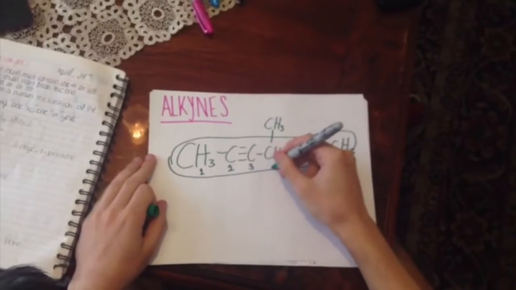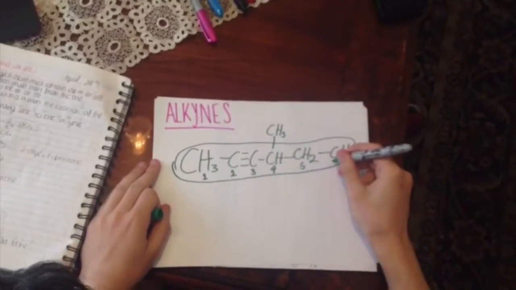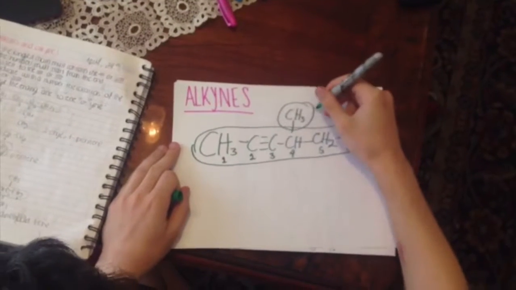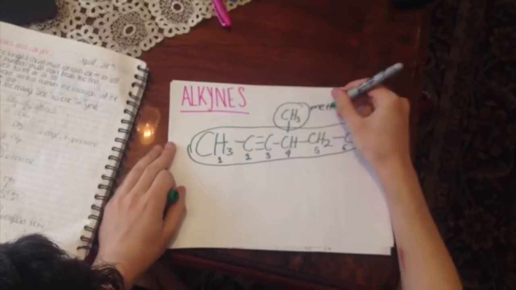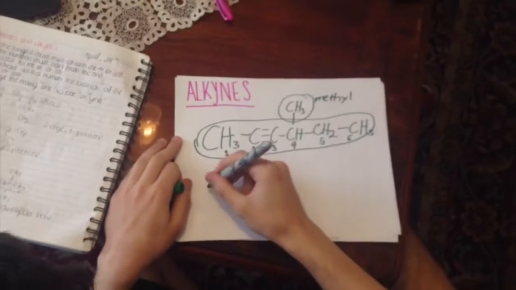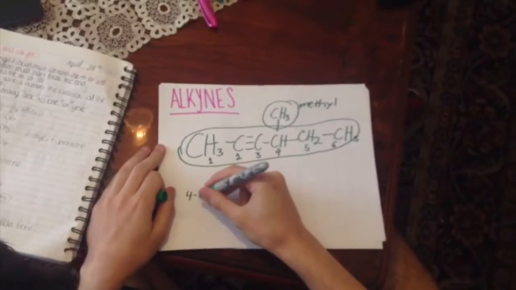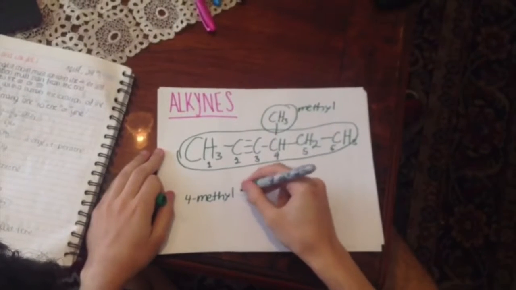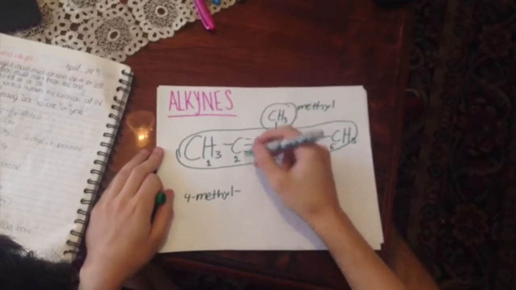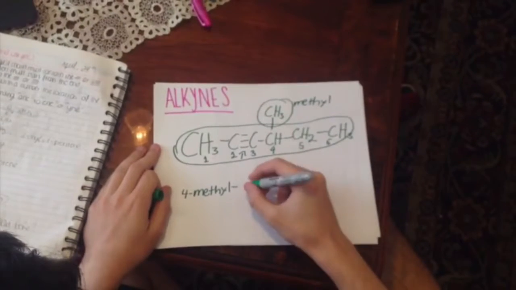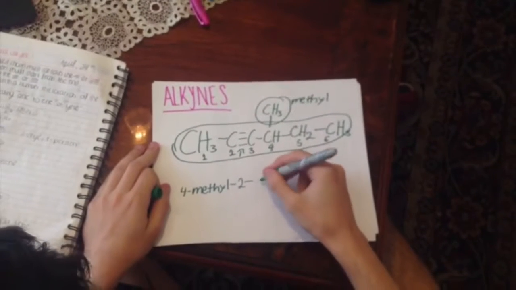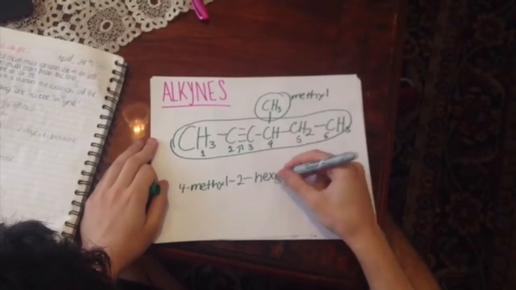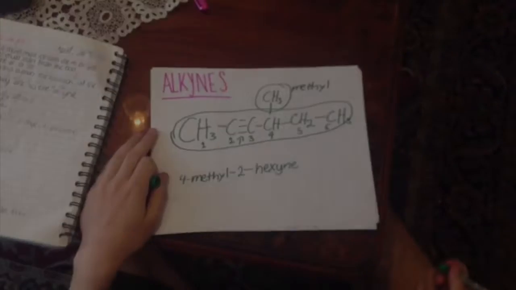Then, the carbon next to our triple bond needs to be as low as possible, so in this case, we will start from left to right. Now, we need to identify the branches that are left, in this case, methyl. As it is on the fourth carbon, we will first write a 4, then methyl. Then the number of the carbon next to the triple bond, so we will write a 2. And as there are 6 carbons, the last part will be hexyne.